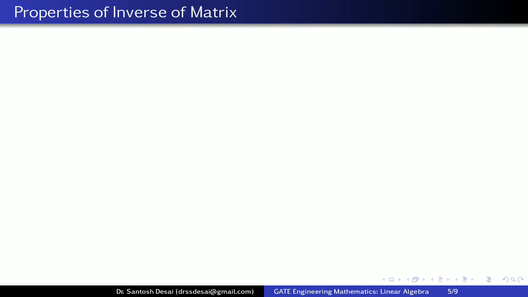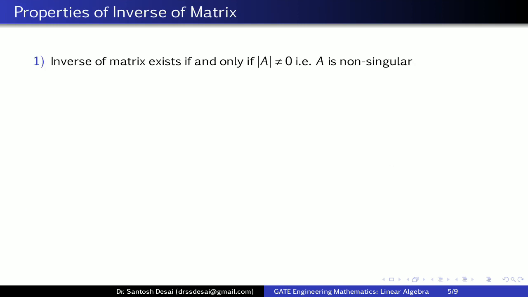Now we consider some properties. Inverse of matrix exists if and only if A is non-singular, that is determinant of A is not equal to 0. So to find the inverse of a matrix, first we have to check whether the given matrix is non-singular or not. And if the inverse of the matrix exists, then it is unique.